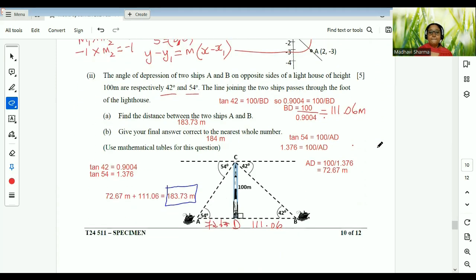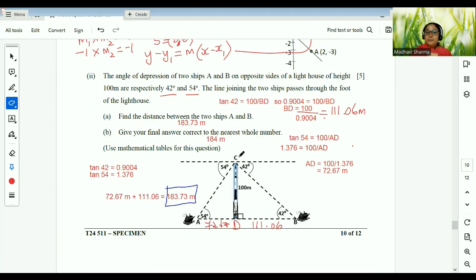Move ahead. The angle of depressions of two ships A and B, yes, these are on either side of the lighthouse, sorry, it's a lighthouse here, not the cliff, 100 meters tall, are 42 and 54. The line joining the two ships passes through the foot of the lighthouse. Distance between A and B. Yes, tan 42, of course, it's a simple tan sum, children. Very, very simple. Yes, add both and you get it.